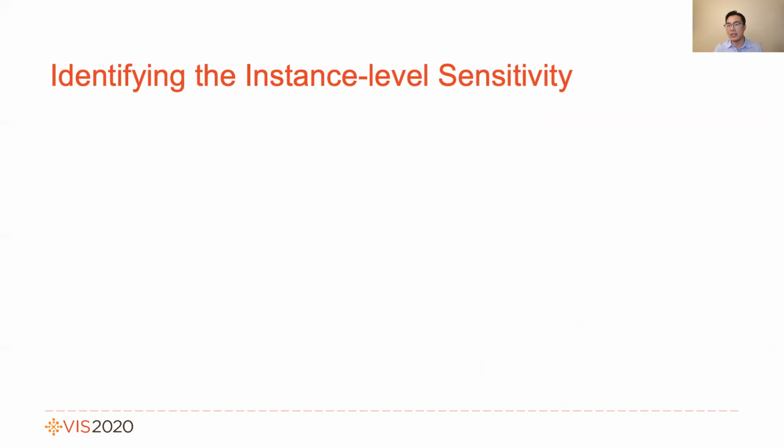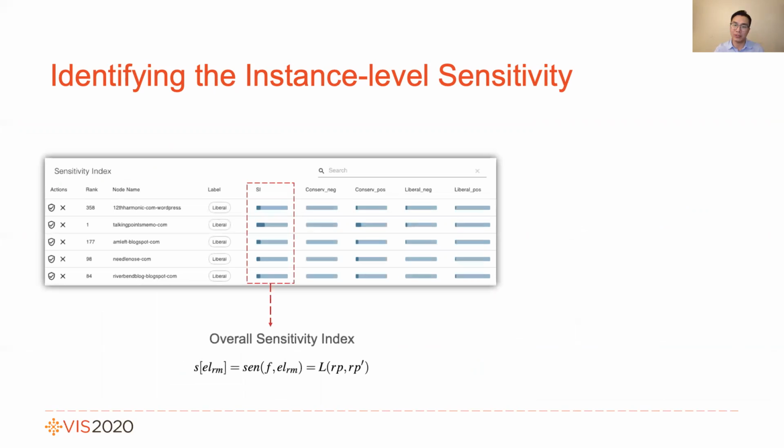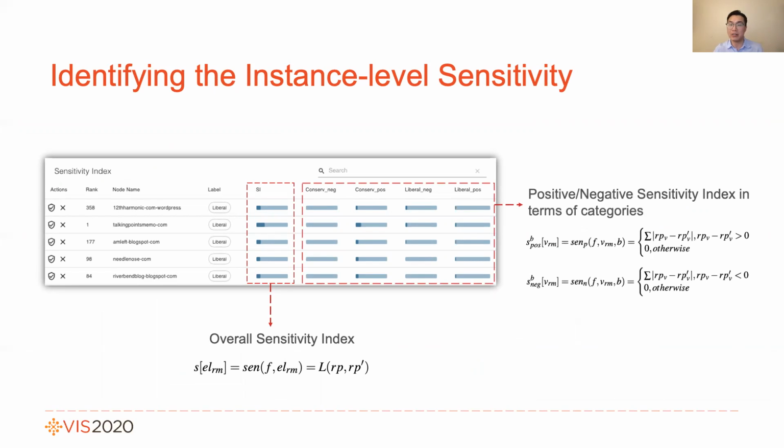To identify the instance level sensitivity, as we mentioned earlier, we calculate the overall sensitivity index. We also split it into positive and negative sensitivity index in terms of the categories, which denotes how certain groups of nodes are influenced through the perturbation. Therefore, we use the L1 norm as the distance metric so that all the measures are consistent. We integrate all the measures into a sensitivity index list to help users look for potential targets for perturbation effect diagnosis.